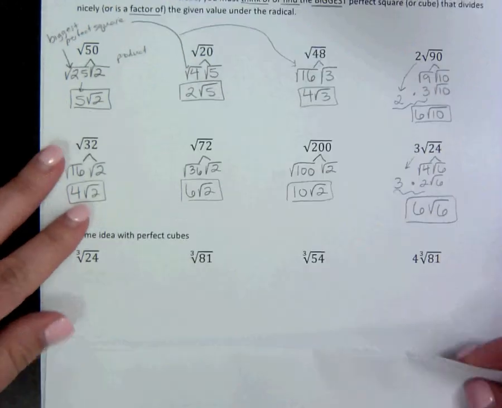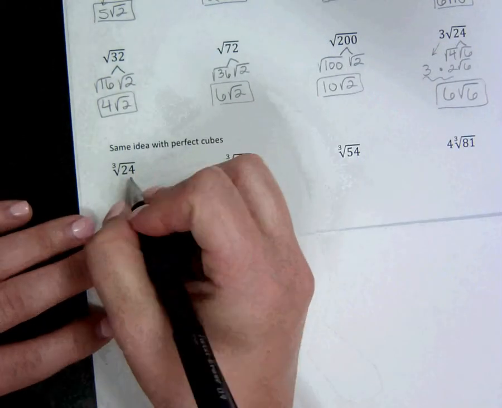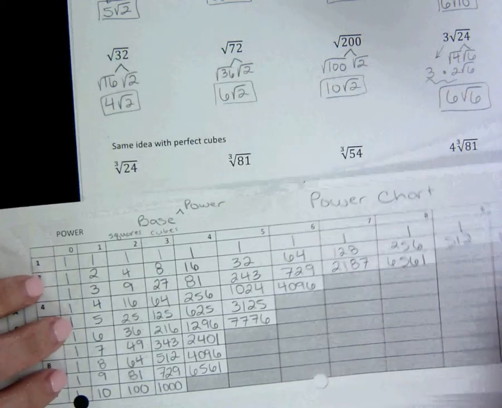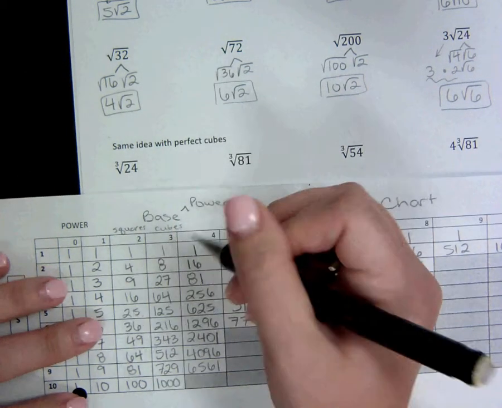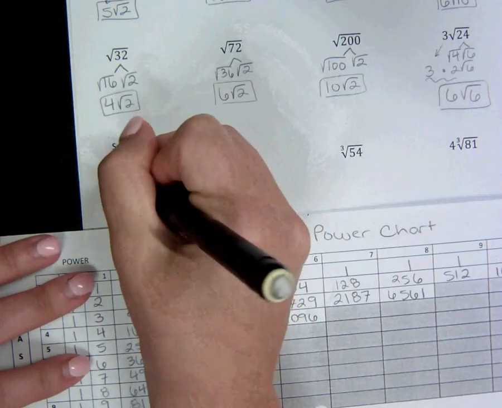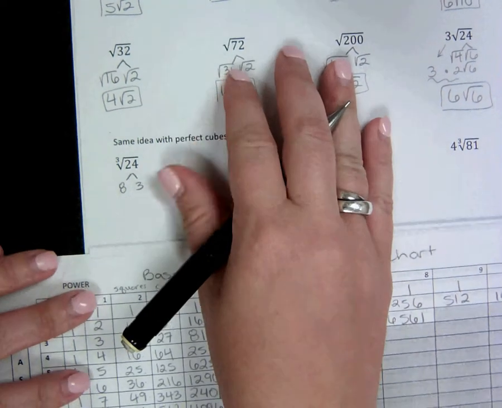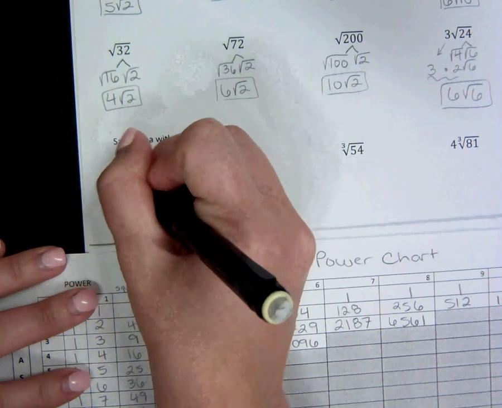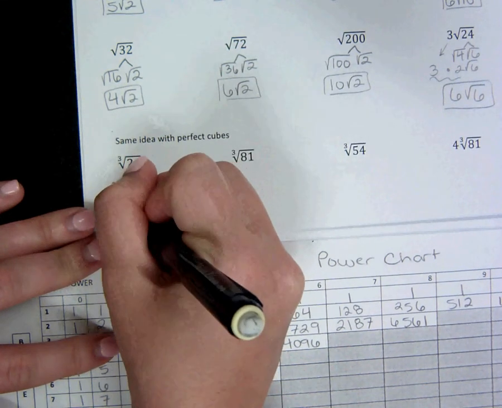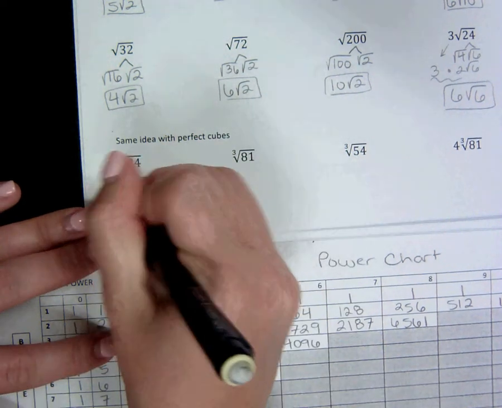Same idea with perfect cubes. So we have 3 cube root of 24. And so you want to look at your list of perfect cubes this time, not squares. And you want to find your biggest perfect cube that divides into 24, which I believe is 8. And 8 multiplies with 3 to get 24. So you'll do the cubed root of 8 times the cubed root of 3. The cubed root of 8 is 2, and the cubed root of 3 stays in the radical. So it's 2 times the cubed root of 3.